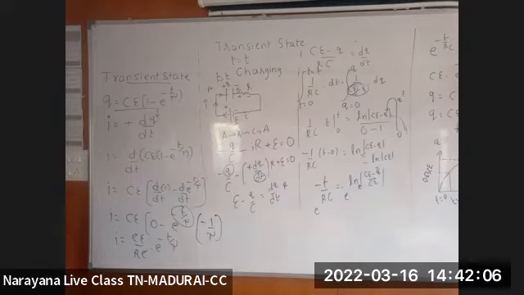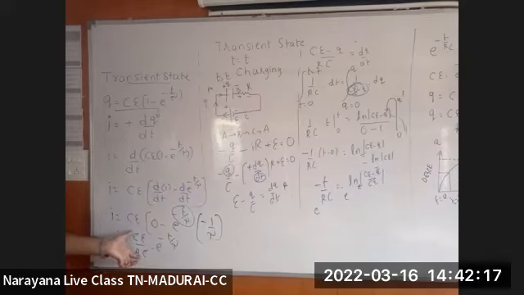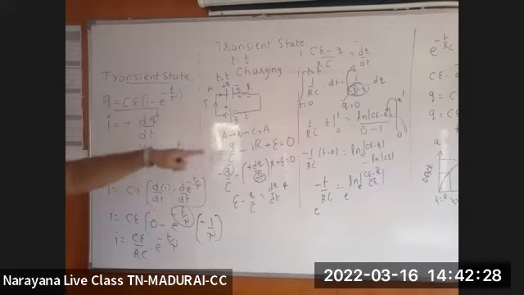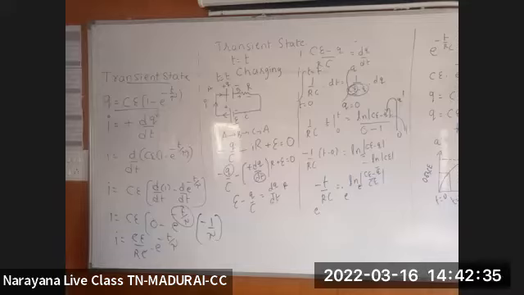E by R is nothing but the maximum current. For this kind of term, the constant term always represents the peak or maximum value. Understood? There also C into E is there, na? Check the instantaneous charge here, the charge after t seconds. There also, C into E is called the maximum charge or steady charge on the capacitor.